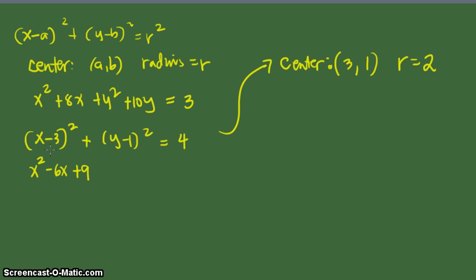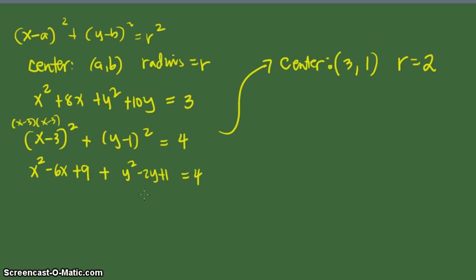That's how you expand x minus 3. It's the same as x minus 3 times x minus 3. If you simplify this, it should come out as x squared minus 6x plus 9. And then on this side we have y squared minus 2y plus 1, and then you have equals 4.